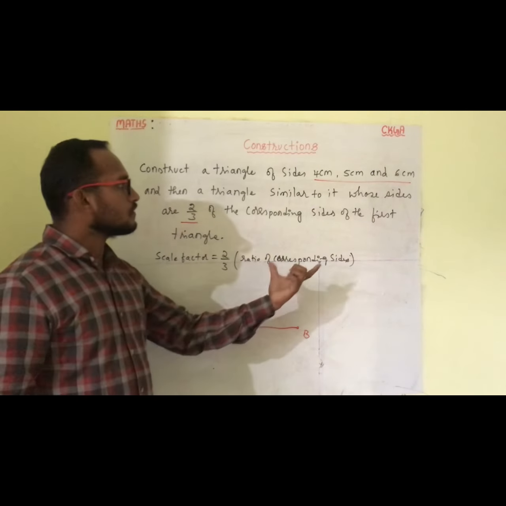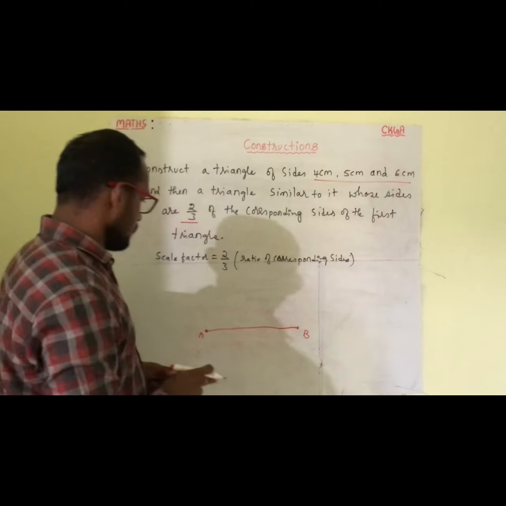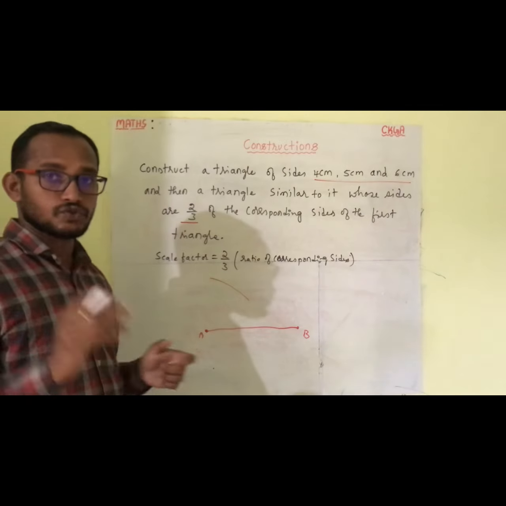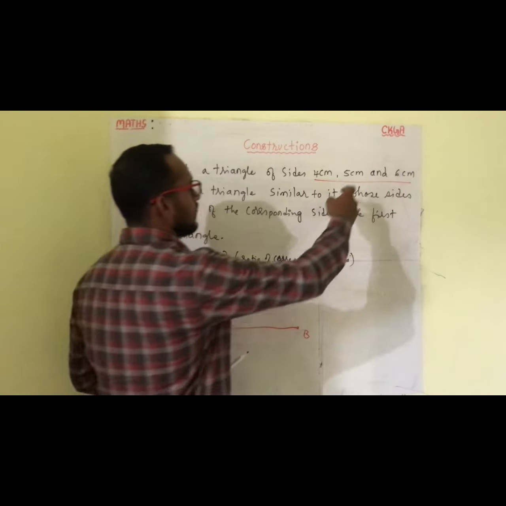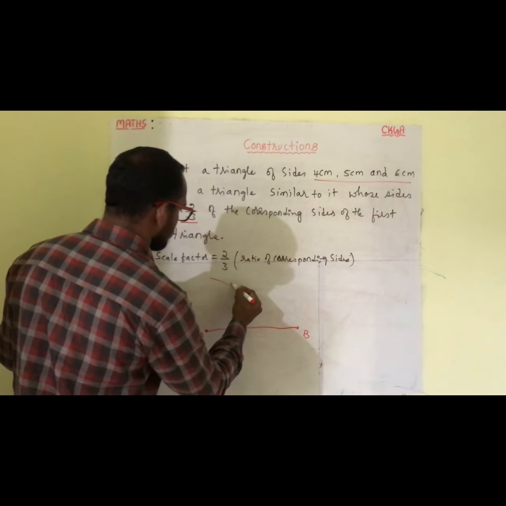So AB length I have taken as 6 centimeters. Then take a 4 centimeter radius, keep at A, and just draw an arc. Usually the first arc should be the bigger one. Then take a radius of 5 centimeters, keep at B, and cut that arc.